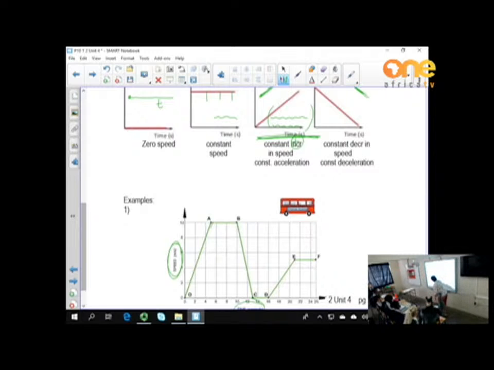Can you see? What have I got over here? Yes, it's that one. So for the first 5 seconds, the vehicle accelerates constantly. Can you follow that? Then, for the next 5 seconds, what have we got? Yes, constant speed. The bus is traveling at constant speed for the next 5 seconds.